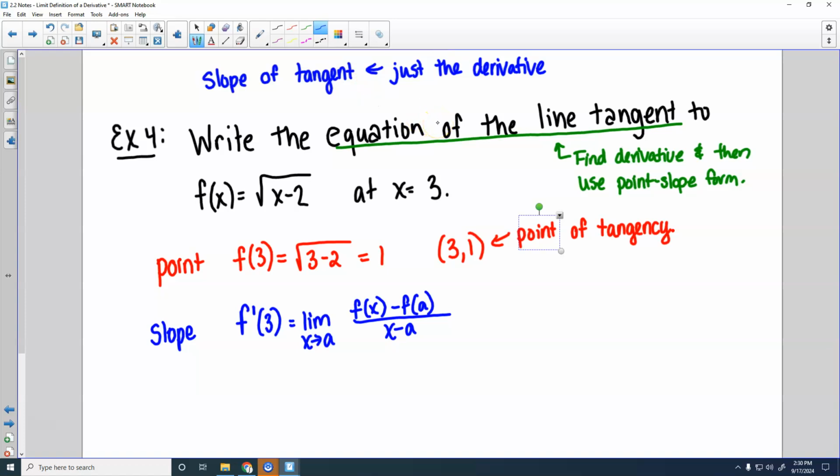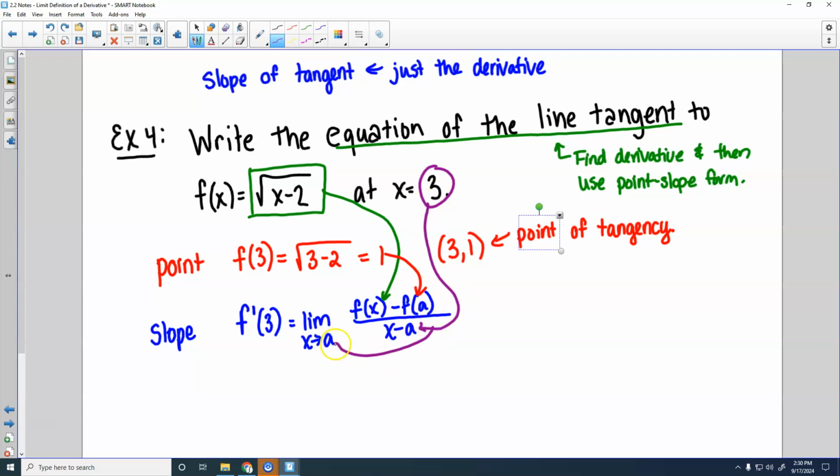So for this, we've got f of x that goes right here. We actually already have f of a, right? Because it would be 1. That goes right here. We found f of a, that goes right here. What is the a? 3. So that 3 goes right here and right here. So we're going to have the limit as x approaches 3 of the square root of x minus 2 minus 1 over x minus 3.